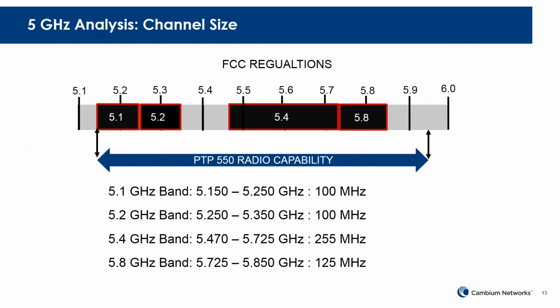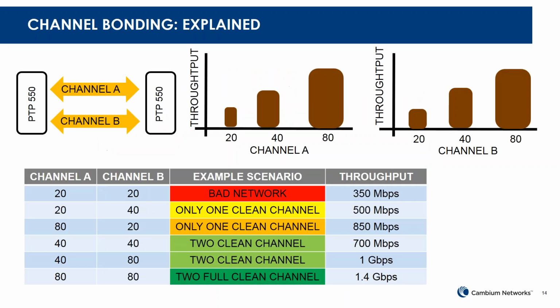This is the 5 gigahertz spectrum of how the PTP 550 radio capacity works. In the diagram, we can see we have the 5.1 band, 5.2 band, 5.4, and 5.8. Each band is about 100 meg. So 5.1 has 100 meg, and 5.2 has 100 megahertz. The 5.4 has 255, but that 5.4 will also have DFS built into it, and the 5.8 is 125 megahertz.